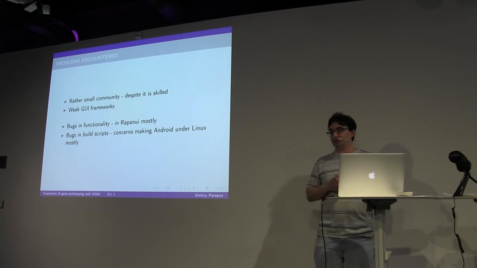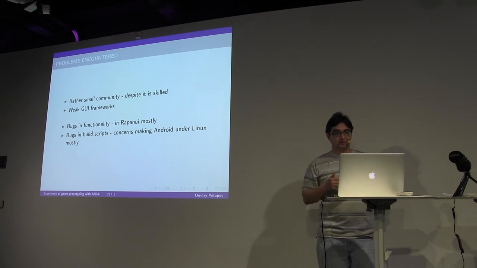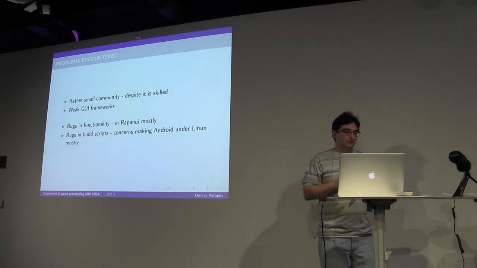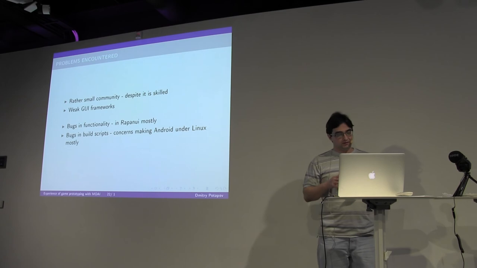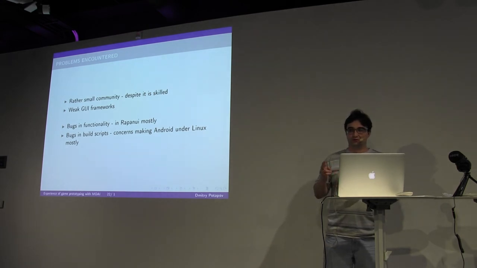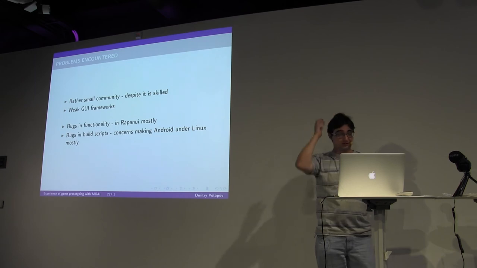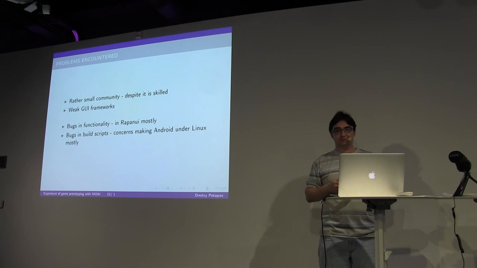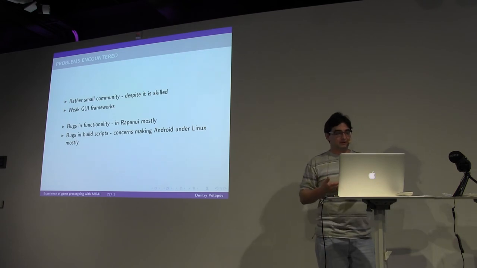So the problems encountered: not so many problems, and they are quite solvable, but still, the community is small, unlike Corona's, for example. Corona has a huge community, but it's skilled, so it's okay. And about GUI frameworks, the situation looks like they have Rapa Nui, and they have another framework. The code is not very good, but you can fix it, or you can switch to one of two frameworks. For MOAI, for example, a guy, Makatok, developed his own framework, but I didn't use it because I just wanted some parts of the framework. It was not so easy to take just them, and the whole framework I didn't need.